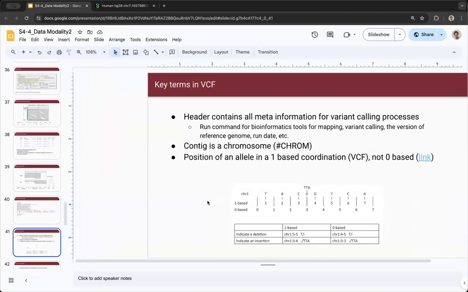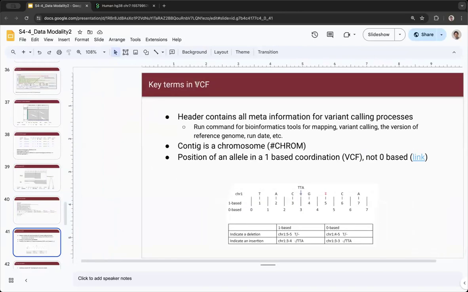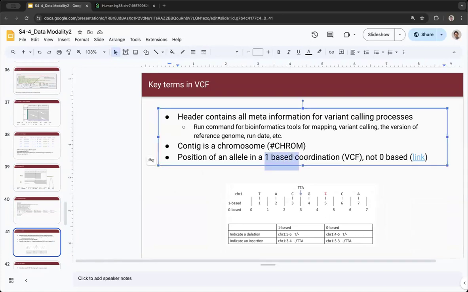So let's look at 101. If you look at the key terms in VCF, as I mentioned, the header contains all the meta information for the variant calling process. You put one comment for the bioinformatics tool for mapping and variant calling, the version of the reference genome, and the run date. Contig is the chromosome, so the first one. And position of the allele describes the variant location, which is processed in one-based coordinates. This is the conventional notation for VCF.